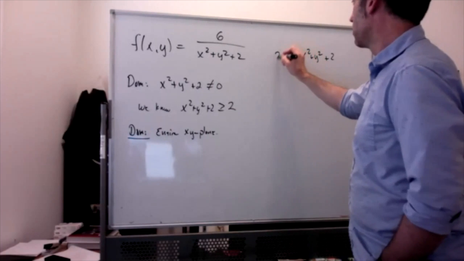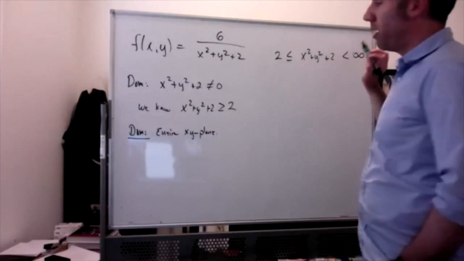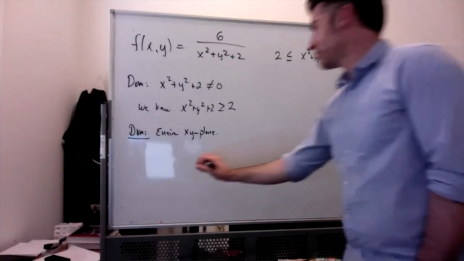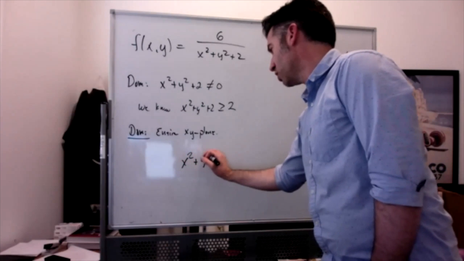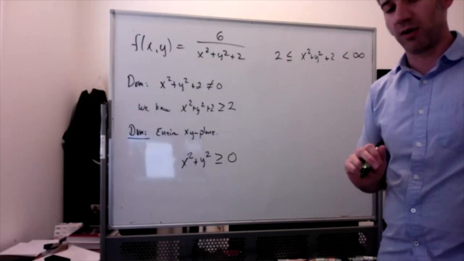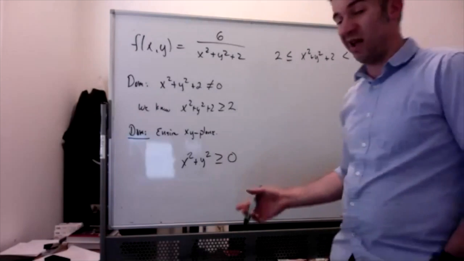Can you explain how we know that? How do you know what? That thing you just wrote. It's kind of confusing how you got there. Sure. I started with this. X squared plus y squared is greater than or equal to 0. Then I added 2 to everything.